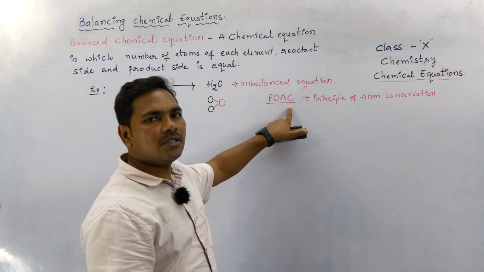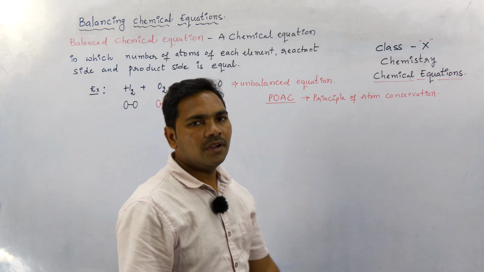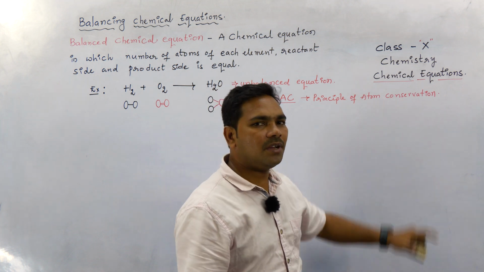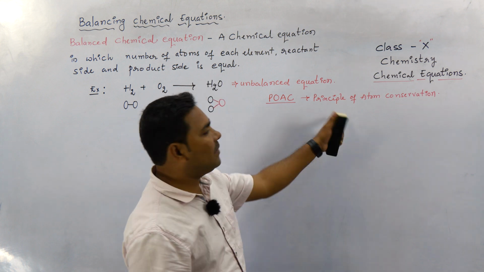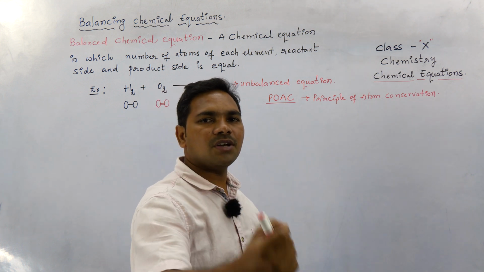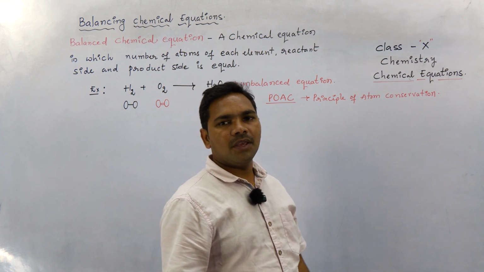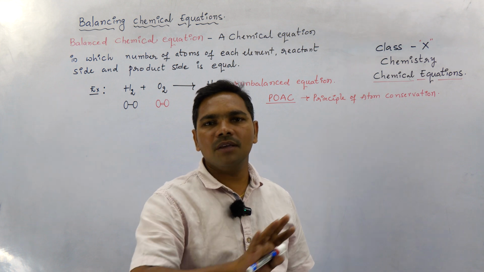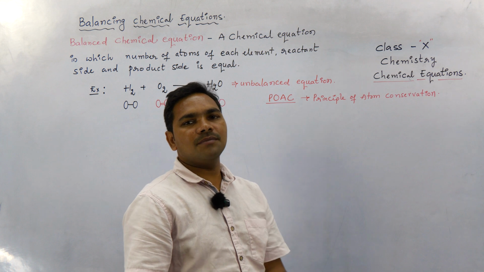In other words, the law of conservation of mass is also understood by the principle of atom conservation, where the number of atoms remains the same. We learned conservation means remains the same. What remains the same? The number of atoms of every element before chemical change and after chemical change must be equal, but the combinations may be different. You know what happens during a chemical reaction? No new atoms are created, but rearrangement of atoms takes place.